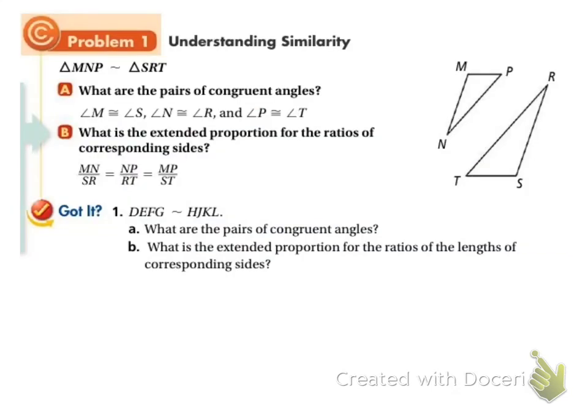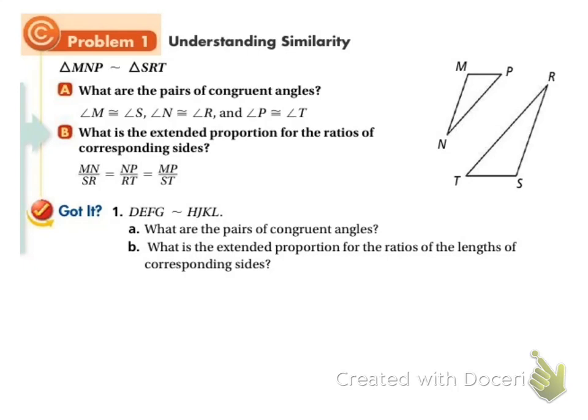So, we're going to do our got it problem. They give us this similarity statement. DEFG is similar to HJKL. So, if you're a visual learner and you want to draw out some four-sided shape and label them, that works. But if you think back to when we were working with congruent triangles, where we just looked at the statement and could do it, I'm going to do that here.